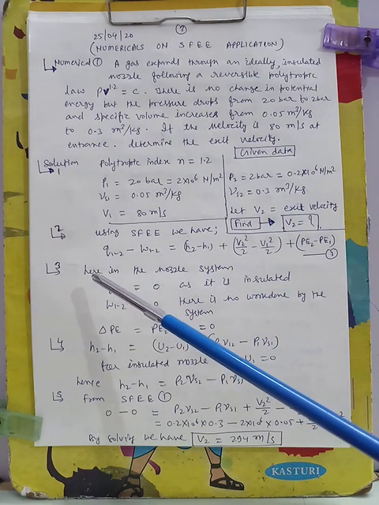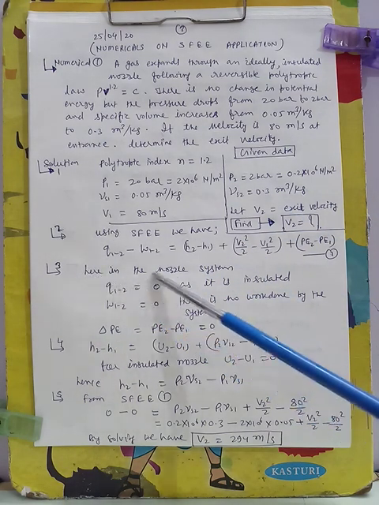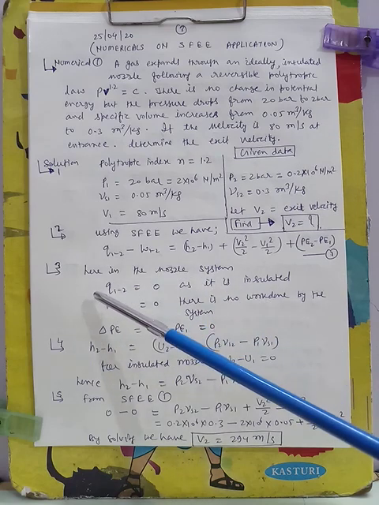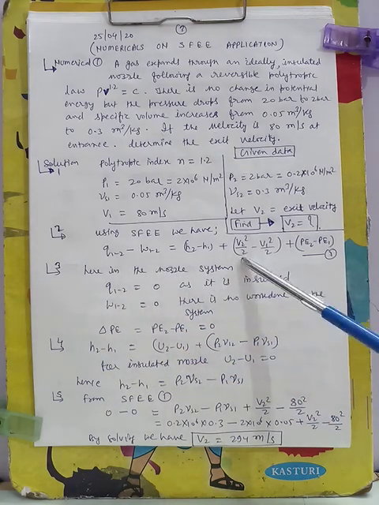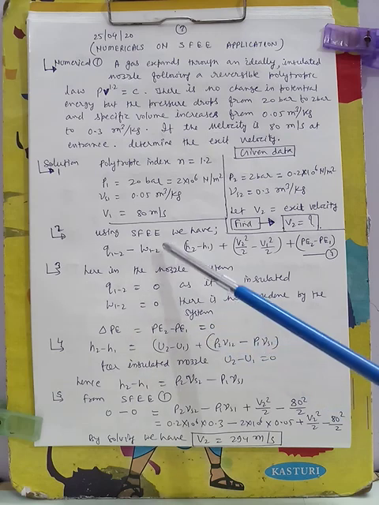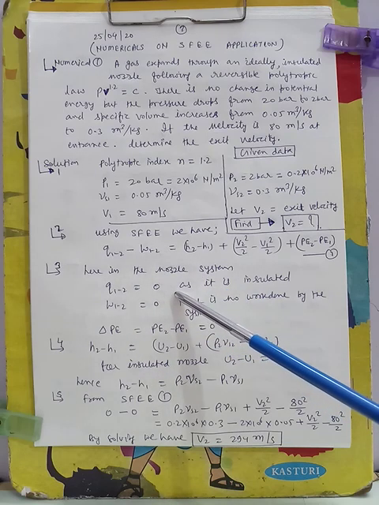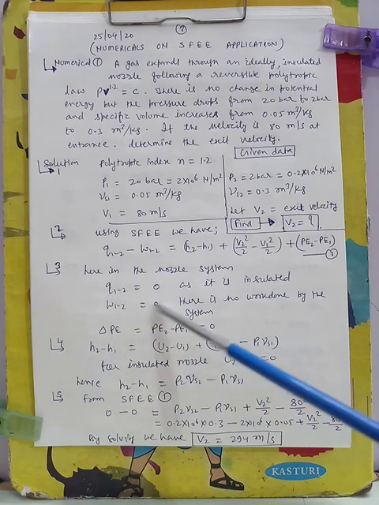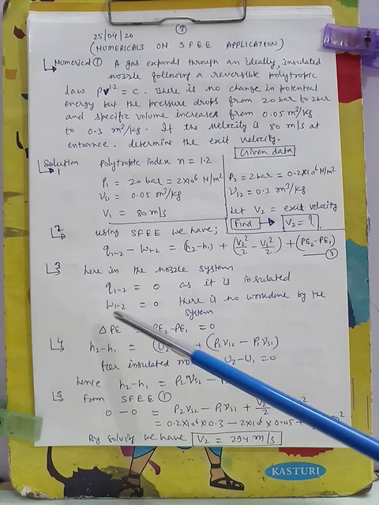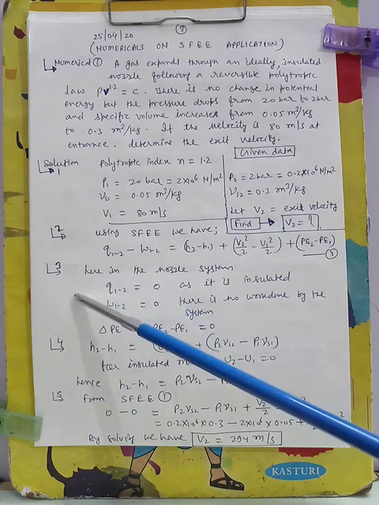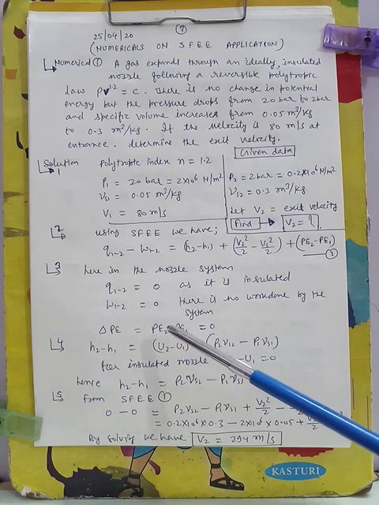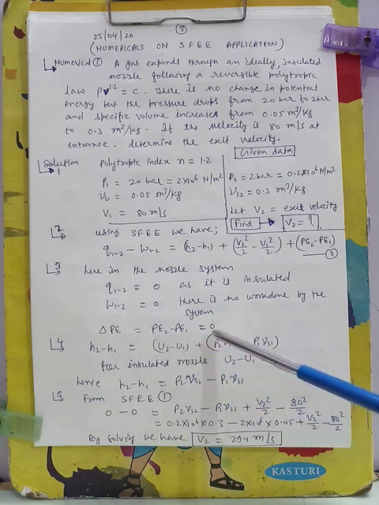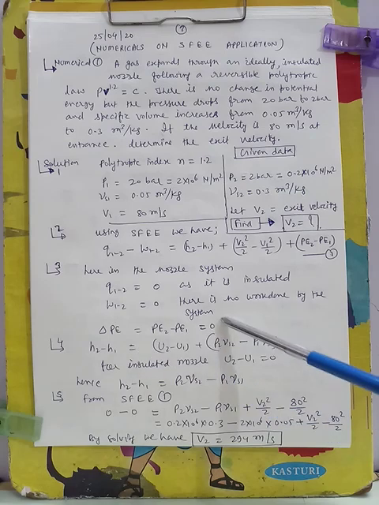As we have seen, the nozzle system is insulated, so heat supplied to or from the system will be zero, as it is insulated. And because no work is done in the nozzle system, W12 will also be 0, and the change in potential energy will also be 0, because there is no role of change in potential energy here.